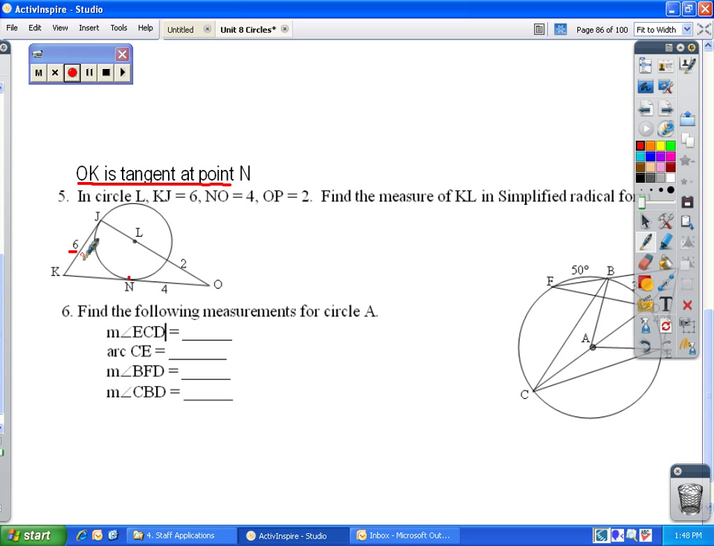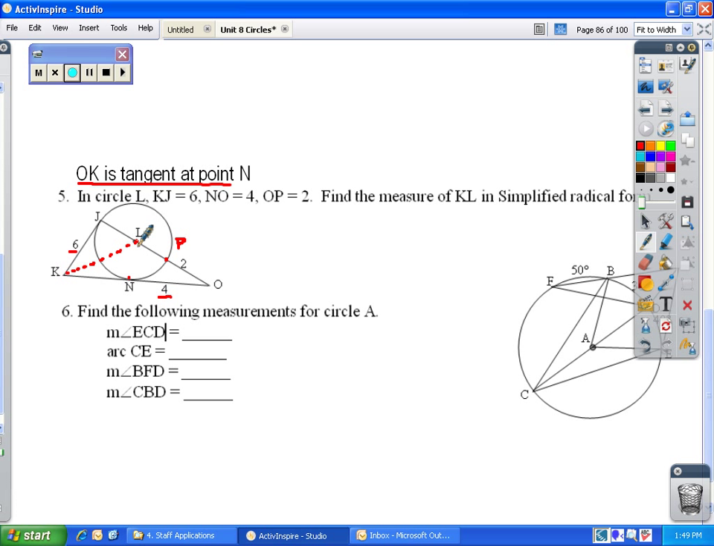NO is 4. OP is 2, and this would actually be point P right there. And we want to find the measure of KL in simplified radical form. KL. So this is what we want to fill in. It's a little bit complicated.